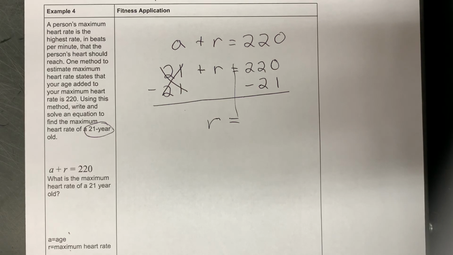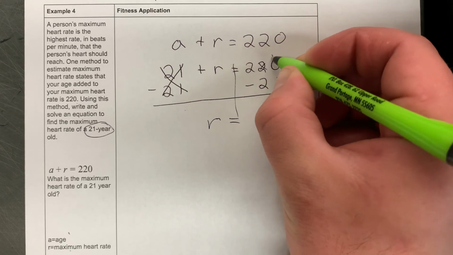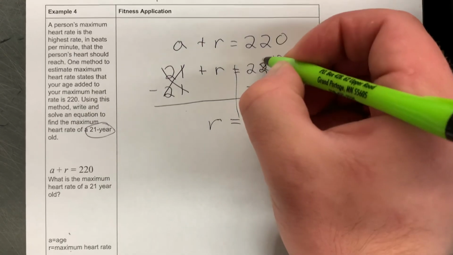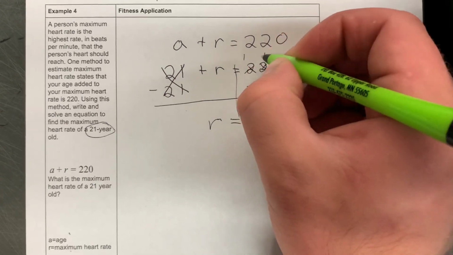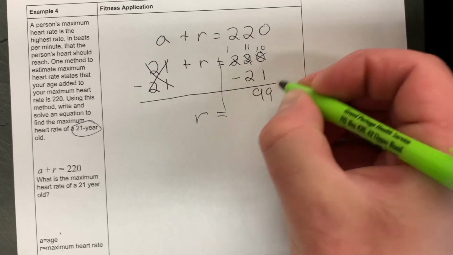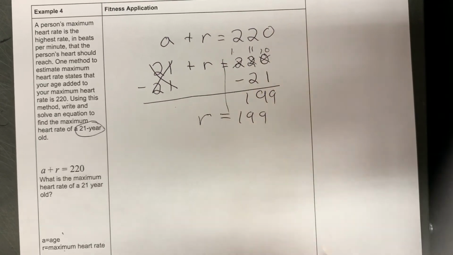I have 220 take away 21. You can do this via calculator, or do it long ways traditionally as well. Let's try it the traditional method this time. I'm going to take away 10, give 10 here. 10 take away 1 gives me 9, left with 1. Take away 10 here gives me 11, 11 take away 2 gives me 9. I drop the 1 down, and I'm left with my heart rate of 199.